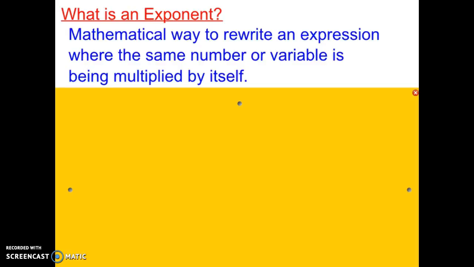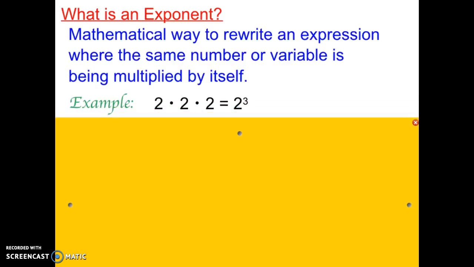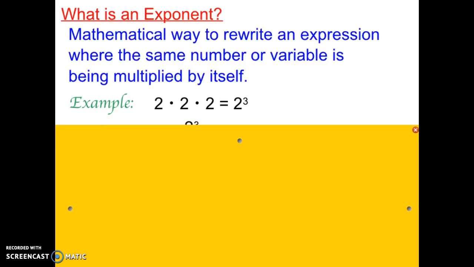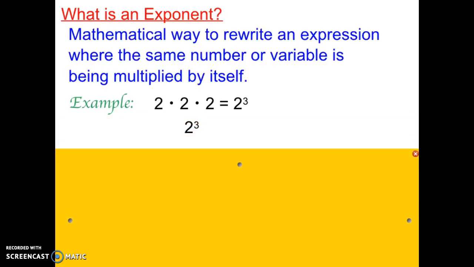An exponent is a mathematical way to rewrite an expression where the same number, or variable, is being multiplied by itself repeatedly. My first example, we got 2 times 2 times 2. Note the 2 is being multiplied by itself 3 times. So mathematically, we can rewrite that as 2 raised to the third. The 3 is the exponent. It's being raised as a superscript, a little number being written up into the top.